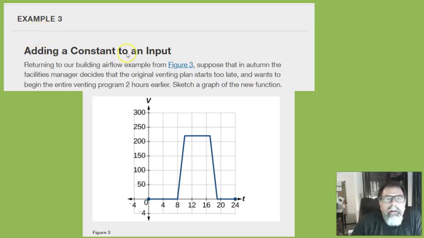Example 3, adding a constant to an input. So returning to our building airflow example from figure 3, suppose that in autumn, the facilities manager decides that the original vending plan starts too late and wants to begin the entire vending program 2 hours earlier. Sketch the graph of the new function. So if we want to start it 2 hours earlier, we're going to shift this 2 units to the left.